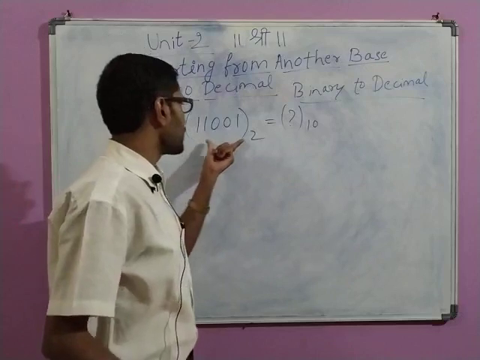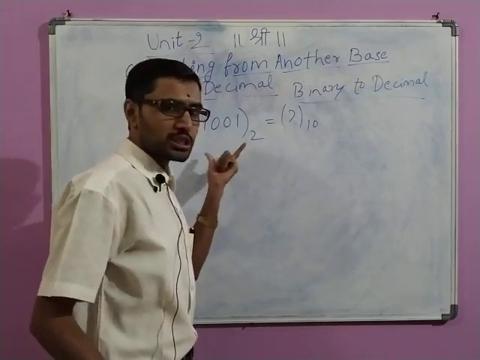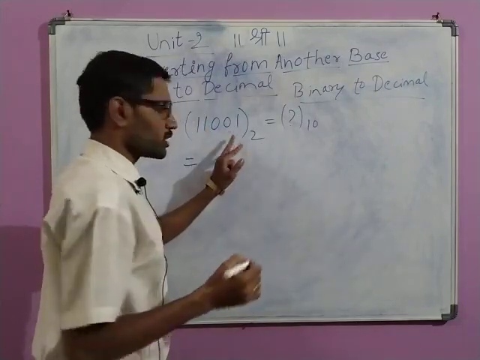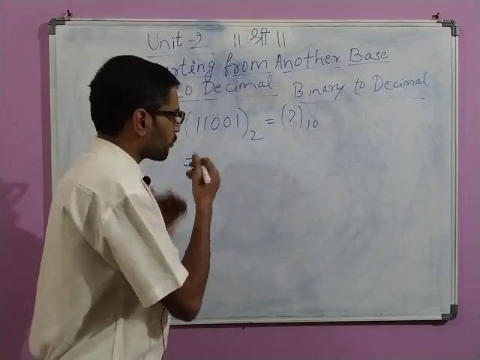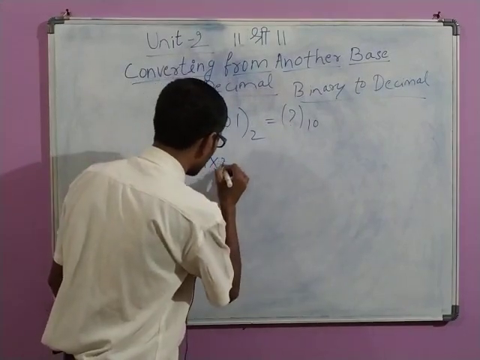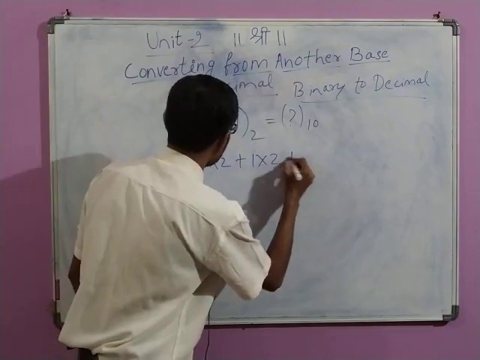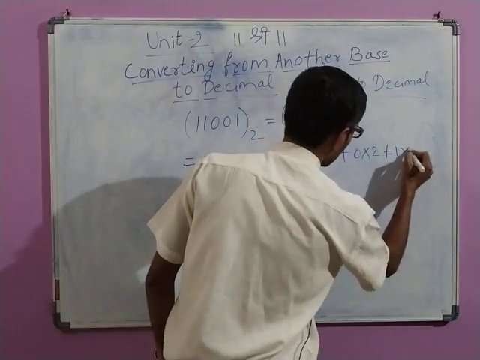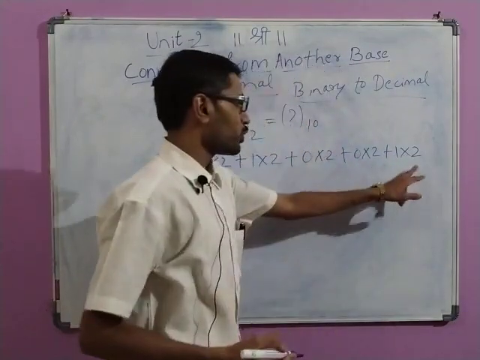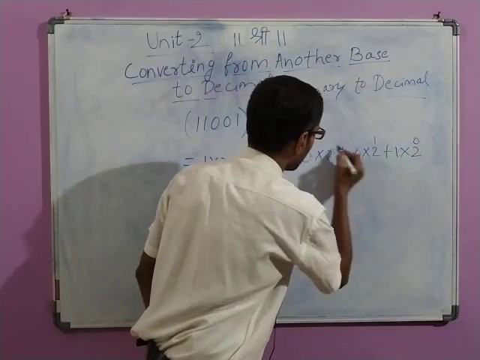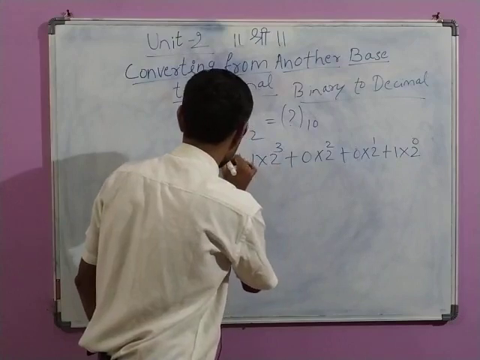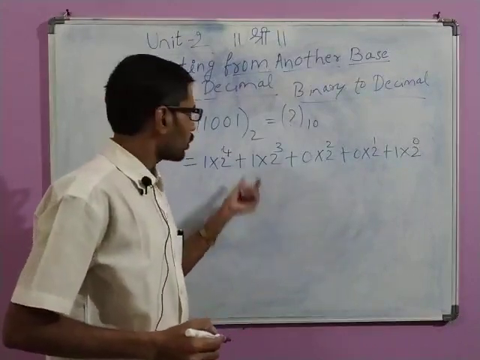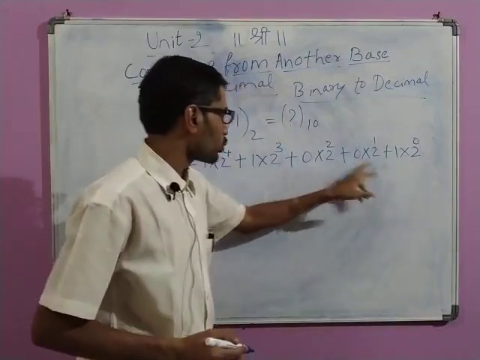First step is to determine the column values, that is the positional value of each digit. We can combine step 1 and step 2 directly. So we can write this as 1 into 2 plus 1 into 2 plus 0 into 2 plus 0 into 2 plus 1 into 2. First we need to find the positional value, that is 2 raised to 0, 1, 2, 3 and 4. So this is 2 raised to 0, 2 raised to 1, and so on.